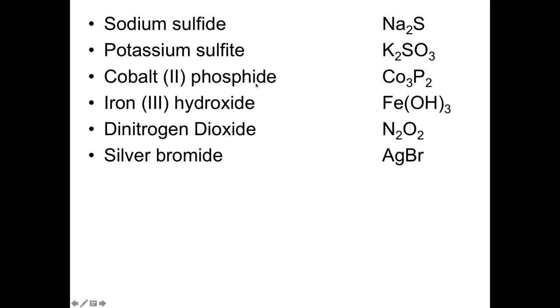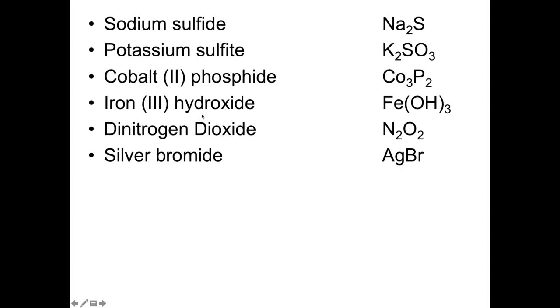Cobalt-2 phosphide. Ide indicates it comes from the periodic table. Phosphorus has a -3 charge. Because it's cobalt-2, we know it has a +2. When we cross, we're going to put a 2 over here with the phosphorus, and the 3 from the phosphorus is going to be over here with the cobalt, so it's going to be Co3P2.